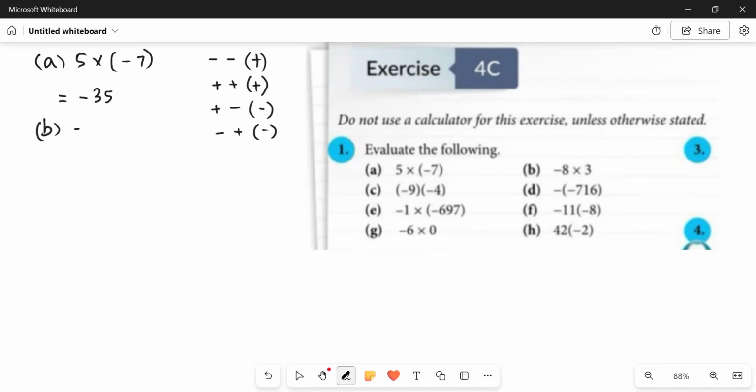Then part B. Part B says minus 8 multiplied by 3. So 8 threes are 24, and the signs are minus and plus, so the answer would be negative. Then part C. Minus 9 times minus 4.